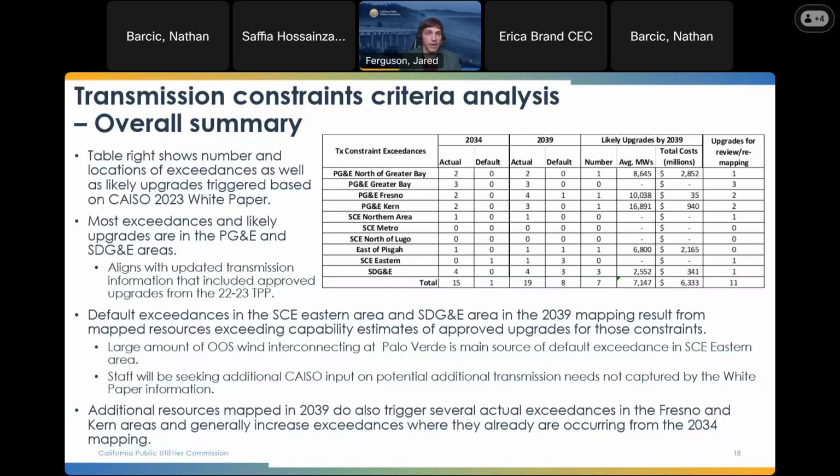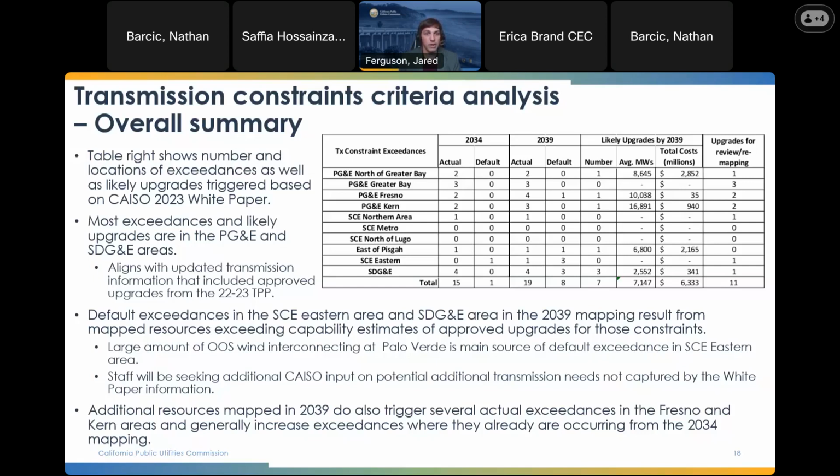And so what we're seeing in 2039 in particular, with the large amount of out-of-state wind interconnecting at Palo Verde, and to a lesser extent also the amount of wind connecting into El Dorado and Harry Allen, you're seeing that we're having exceedances of the capacities provided for those upgrades. So we don't have additional.